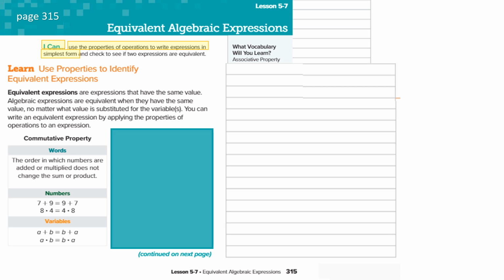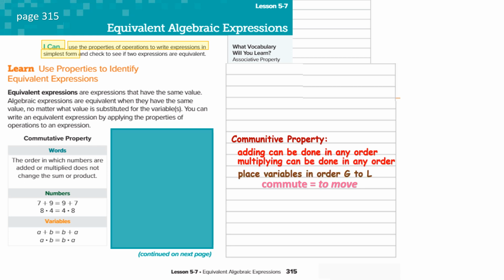Now, the commutative property should be one that you have learned previously, but it simply means that I can move things and still get the same answer. The only time that works is addition and multiplication. If I have two numbers that I'm adding together, I can do them in either order. If I have two numbers that I'm multiplying together, I can do them in either order. I'm going to get the same answer. If I think about the idea of commuting, to go from one place to another in order to move, we can do adding and multiplication, once again, in any order.